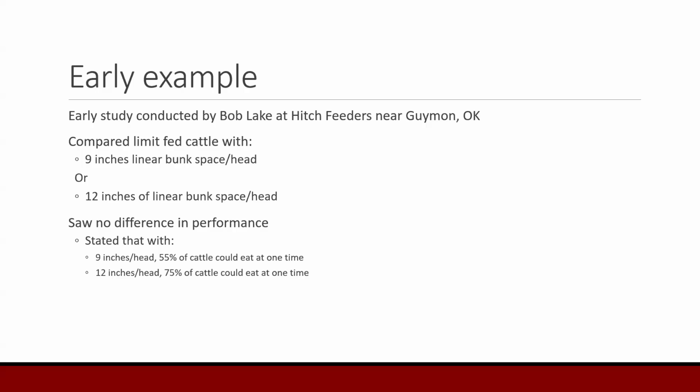So they saw no difference in performance. They stated that at 9 inches per head, 55% of cattle could eat at one time. At 12 inches per head, 75% of cattle could eat at one time. So this would suggest maybe you don't need to increase linear bunk space. But they just reported pen averages on average daily gain. They didn't necessarily look at the within-pen variation in gain. Any questions on this study?